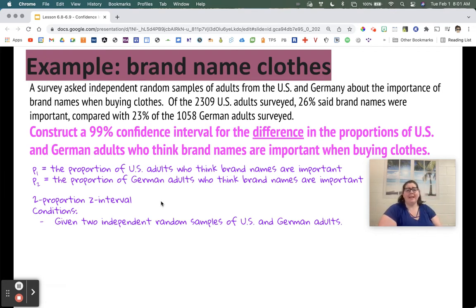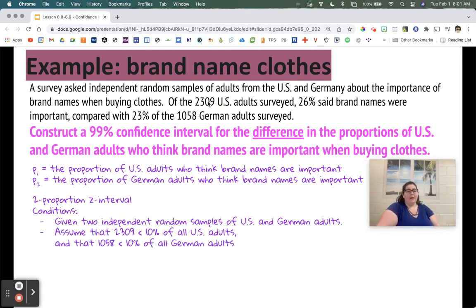Our second condition is 10%, and we do that for both groups. So we're going to assume that 2309, our sample size for US, is less than 10% of all US adults, and that 1058, which is our sample size for Germany, is less than 10% of all German adults. Our third condition is for checking for normality.